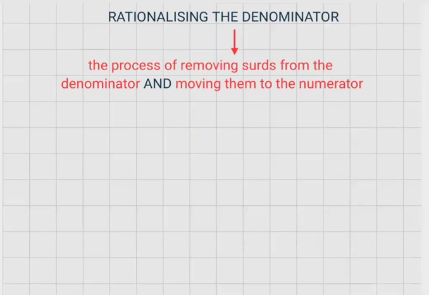Hello and welcome. This is Math Affair, and we're going to be rationalizing the denominator today. Let's get right into it. What is rationalizing the denominator? In math, rationalizing the denominator is the process of removing surds from the denominator and moving them to the numerator.